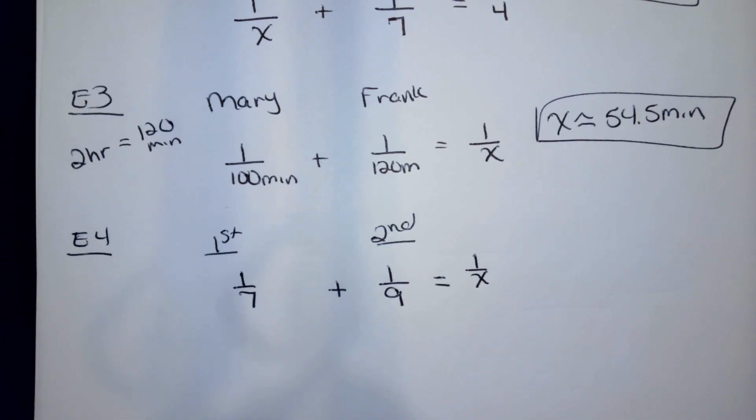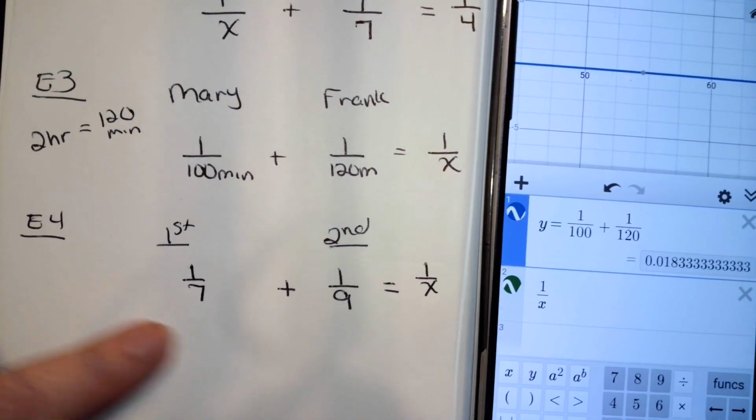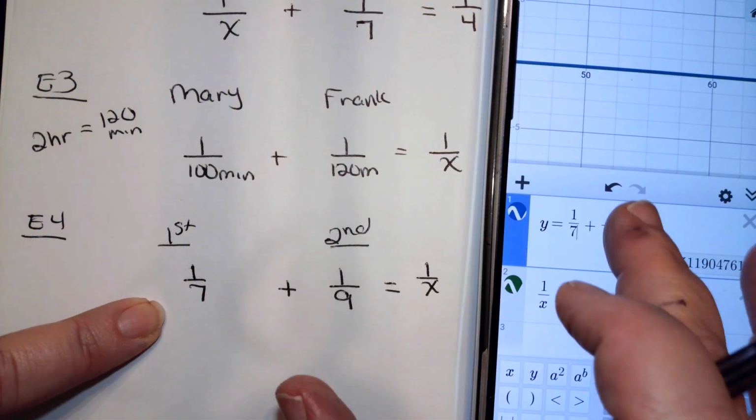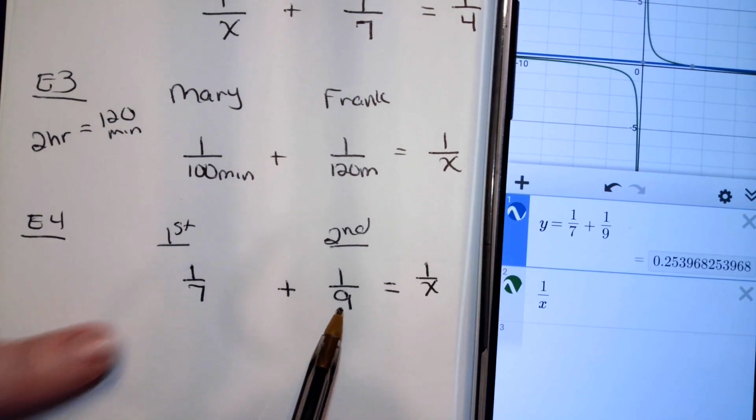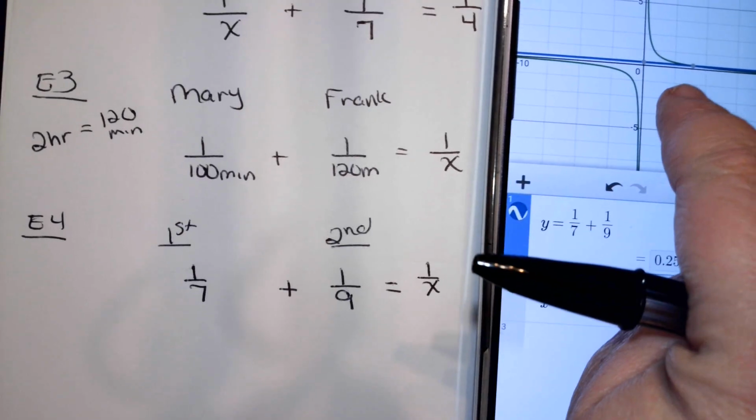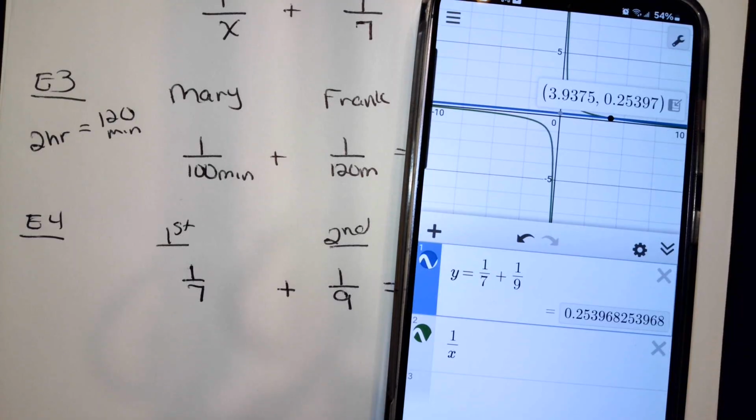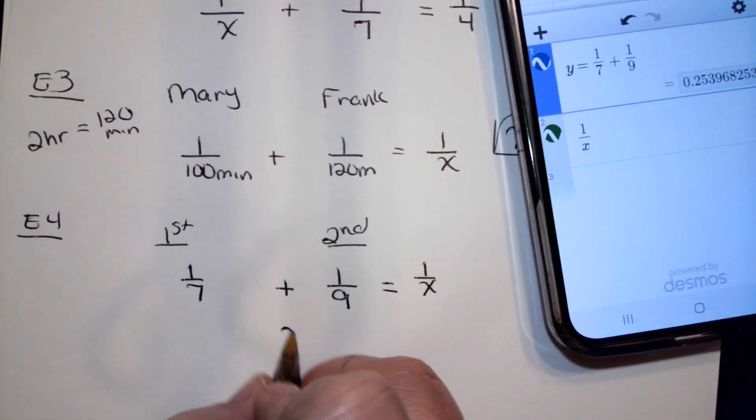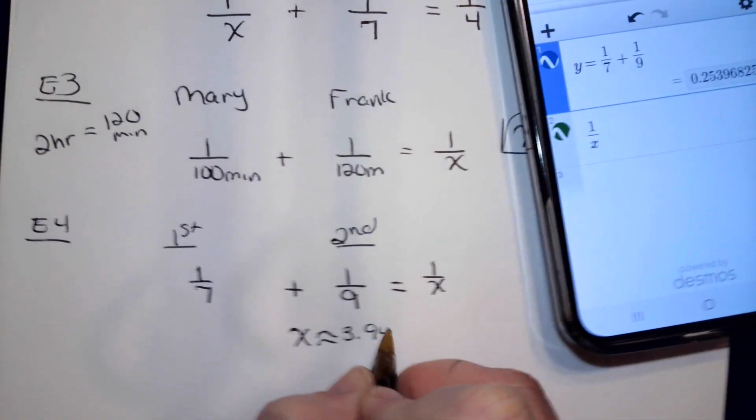So again, we're going to put that in Desmos. The left side does not have a variable, so we've got to put in the y equals. So we've got 1 over 7 plus 1 over 9. It's not going to be more than 9 hours, so we're not looking at anything beyond 9. And notice right here, we already see that it's going to take, what, 3.9 hours? I think this one actually said 2 decimals, didn't it? Yep. So x is approximately 3.94 hours.